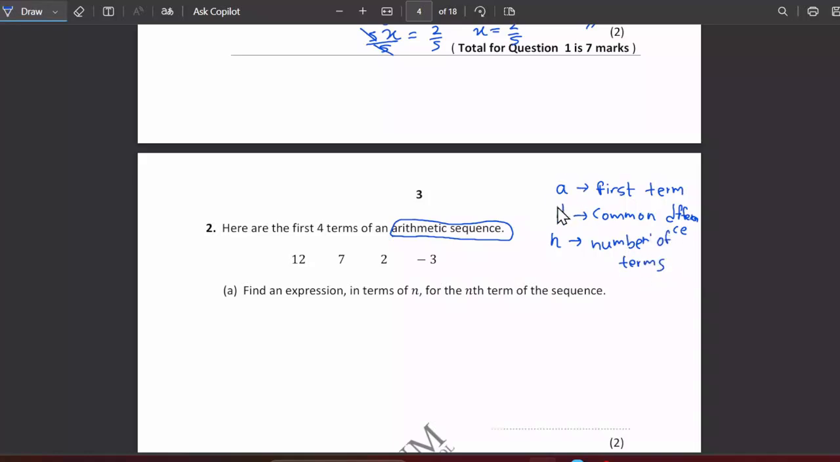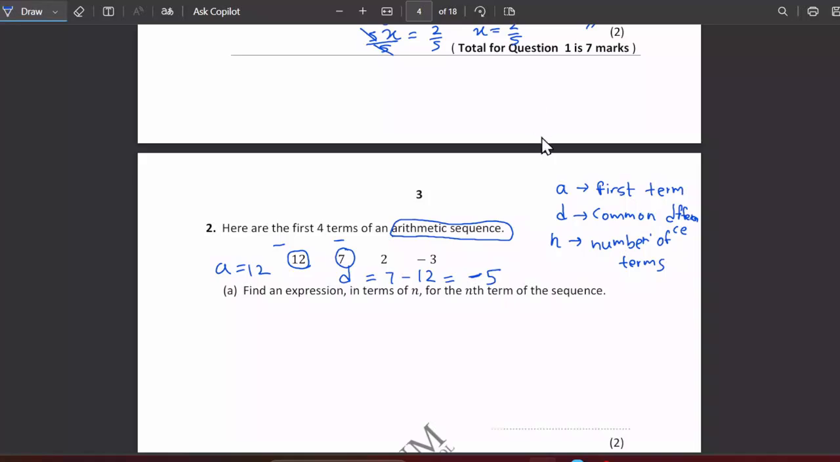Okay. How can we find the first term? It's right there. This is the first term. So a equals 12. And how can we find d? We just have to subtract the previous term from the next term. So 7 minus 12 gives us d, the common difference. So 7 minus 12 gives us minus 5. So that's the common difference.